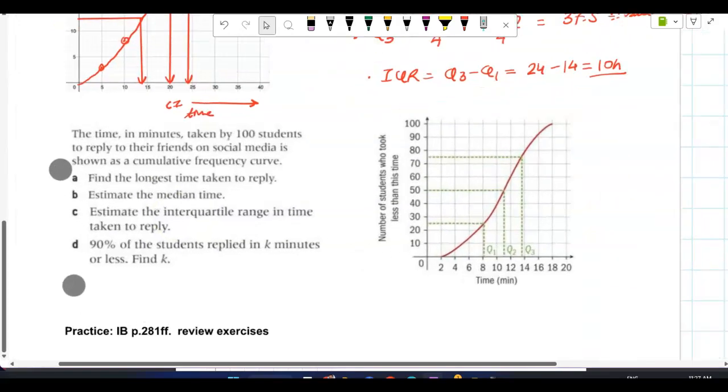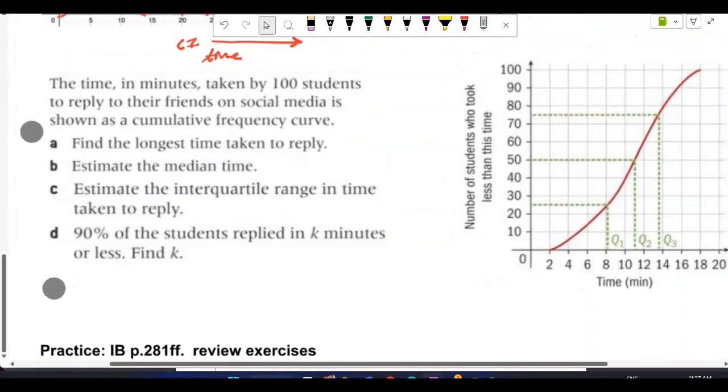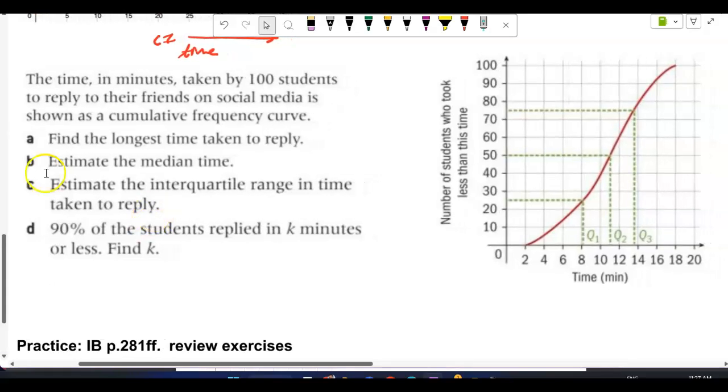Okay. Sometimes they will give you the graph and you have to interpret. So the second example: the time in minutes taken by 100 students. So 100 is your capital N, that's your total number, to reply to their friends on social media, is shown as a cumulative frequency curve. Find the longest time taken to reply.